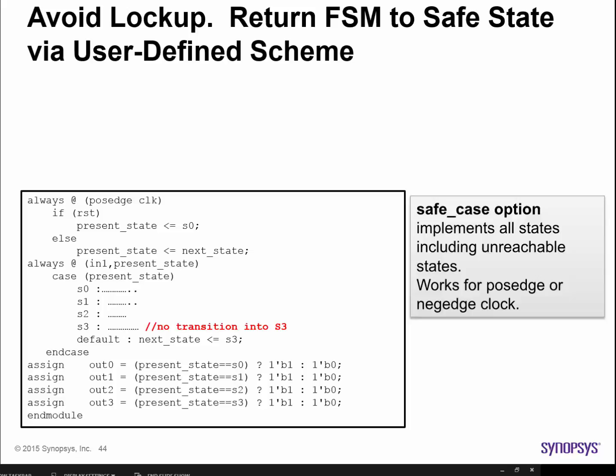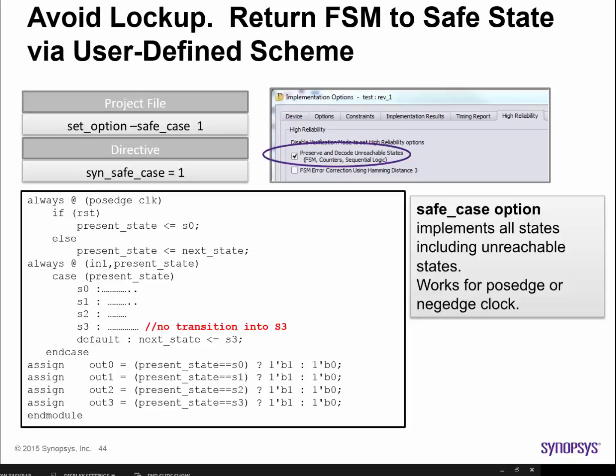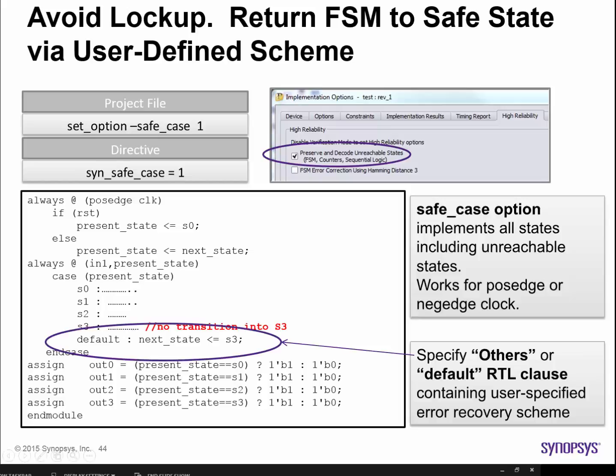Finite state machine lockup can occur when a state machine enters an undefined state that should technically never occur, but does occur when an SEU causes a bit flip within the state register. To avoid lockup, elect to use the safe case FSM setting in Synplify Premier, available for state machines that trigger on positive clock edges or on negative clock edges. Then include a default or others clause in your state machine RTL.